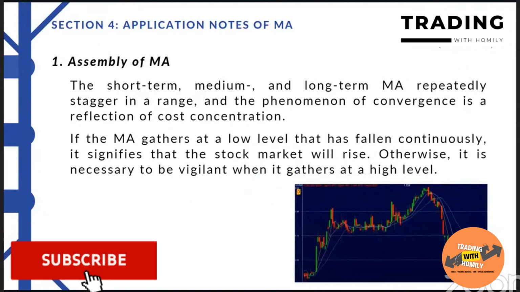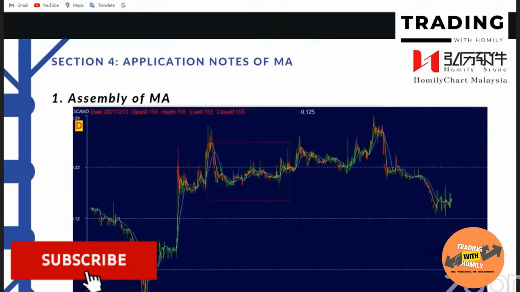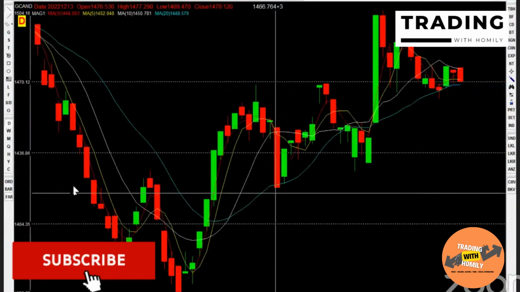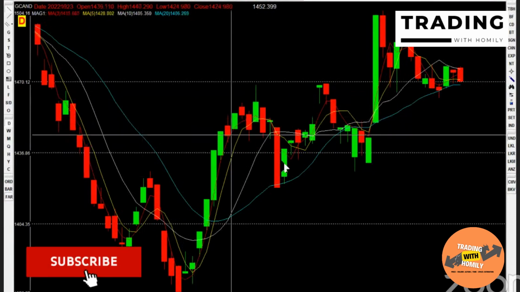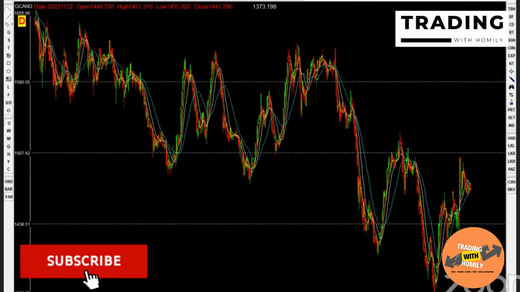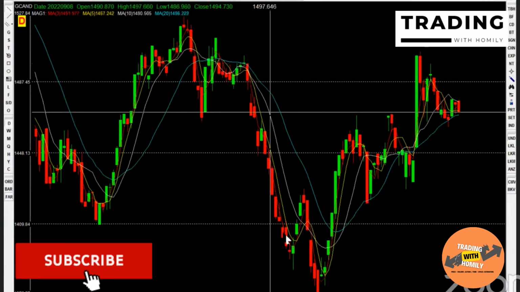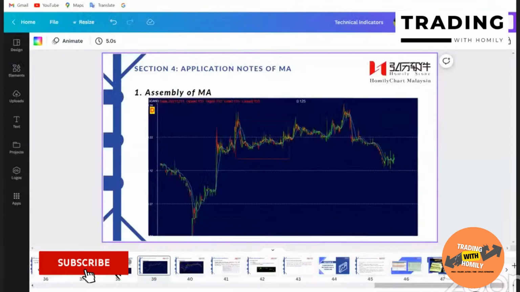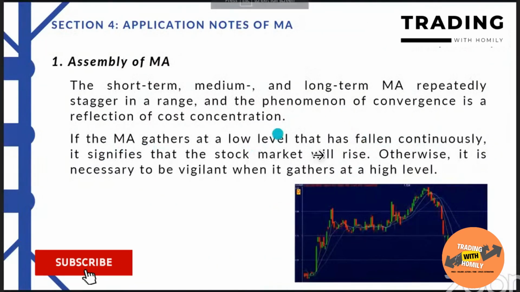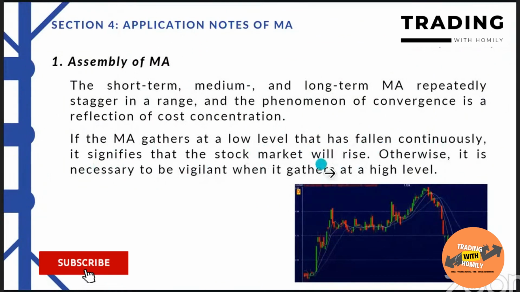So when we see the MA lines, sometimes you will see the MA line, for example, just now I opened the software here. Sometimes you will see the MA lines are very far away, but sometimes you will see the MA lines gathered together like this, gathered here, because here has a different meaning. That's why it says, if the MA gathers at a low level that has fallen continuously, it might signify that the stock market will rise.